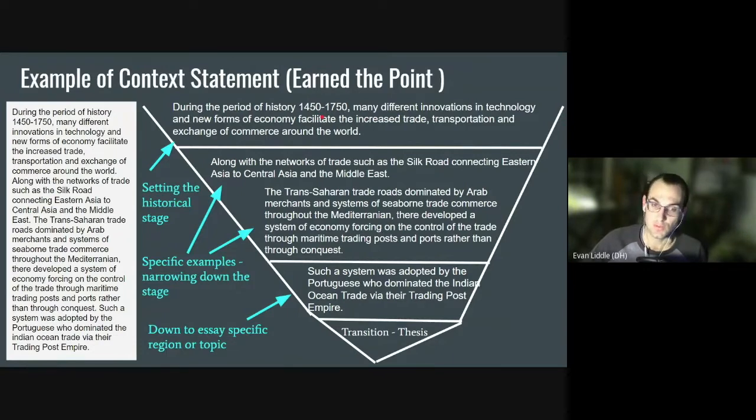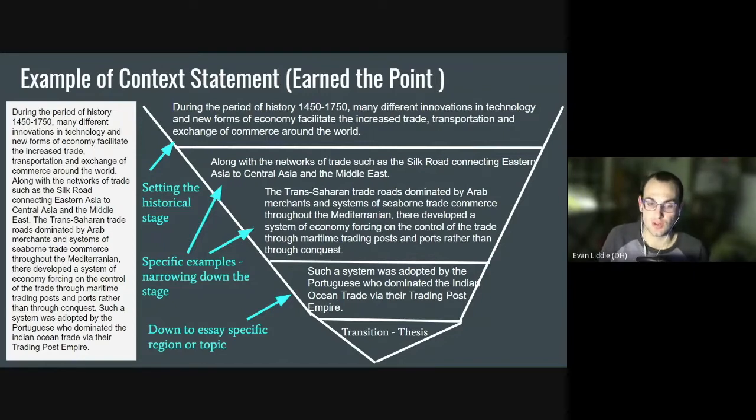Many different innovations in technology and new forms of economy facilitated the increased trade. That's literally lifted from a learning objective. It is true, but it's not super specific. However, it does tell us that what we're going to talk about is between 1450 and 1750, and we're going to be talking about technology and economics of some sort. Then we get a little bit closer, right?